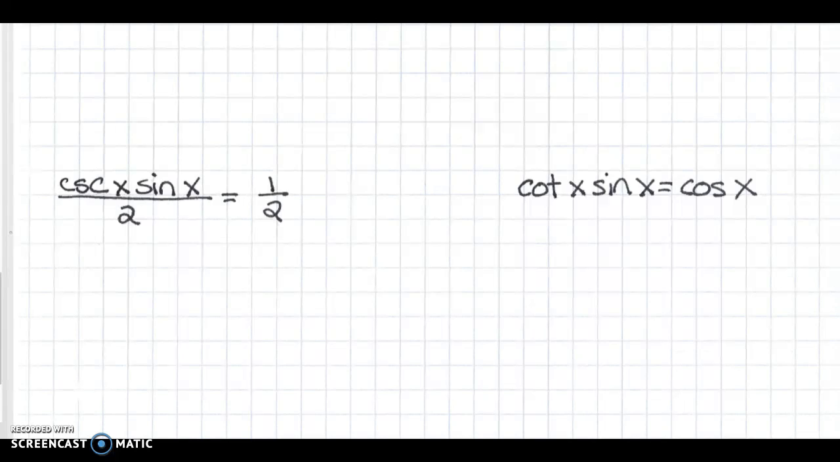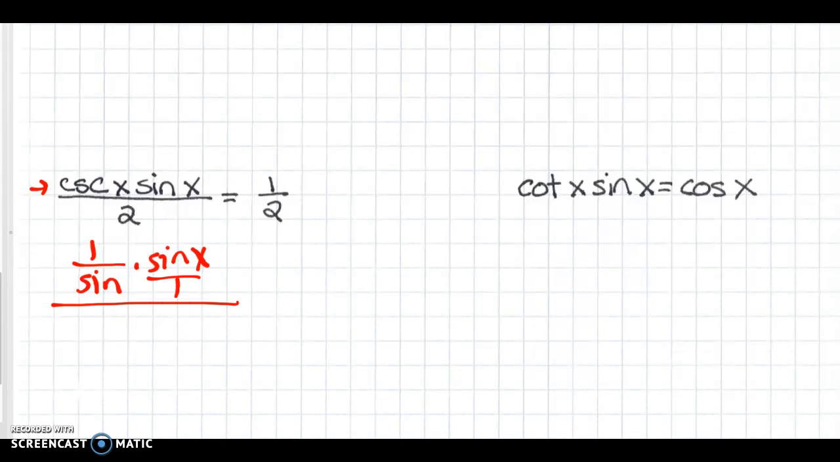They're pretty straightforward and pretty easy. Let's try one more. Let's try this one right here. 1 over sine times sine over x. All of that, I made that over 1 over 2 equals 1/2. These all cancel. This becomes 1. I got 1/2 equals 1/2.